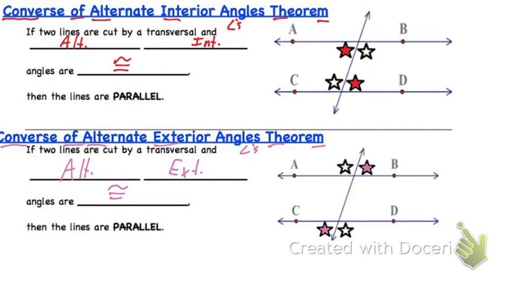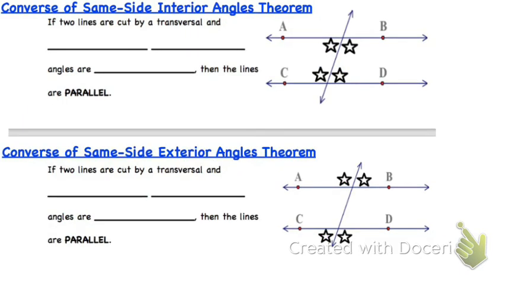This last one's going to be the last star on this page. We still have one more after that, but it'll be the last star on this page. Yes, Bailey. There you go. Converse of same side interior angles.